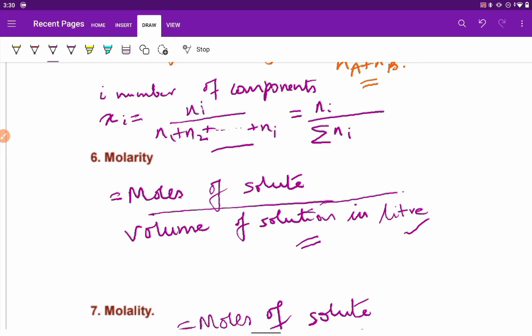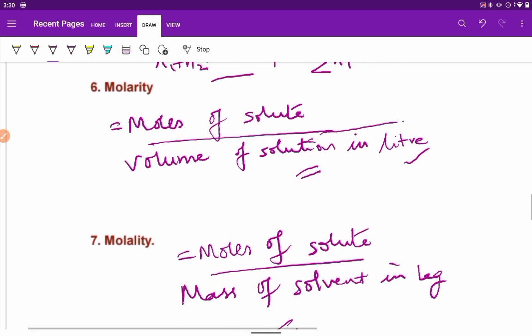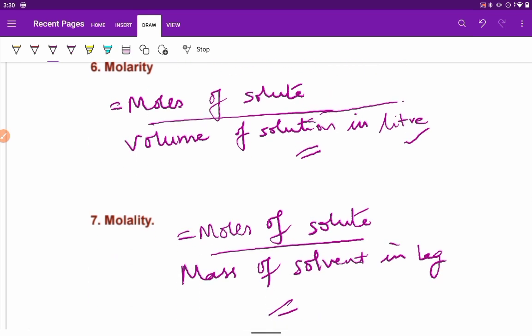Next is molality, the number of moles of solute per kilogram of the solvent. Here we have to take care that it is the solvent whose mass we have to take for molality. Moles of solute divided by mass of solvent in kg. So if we say 1 mole per kg solution of KCl, it means we are taking 1 mole of KCl dissolved in 1 kg of water.